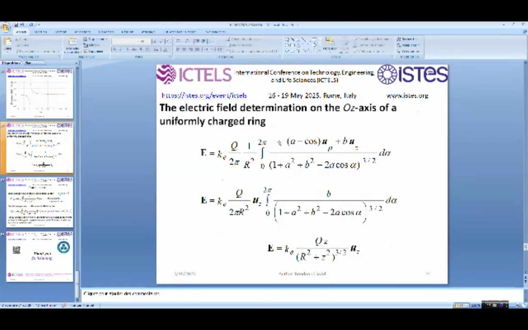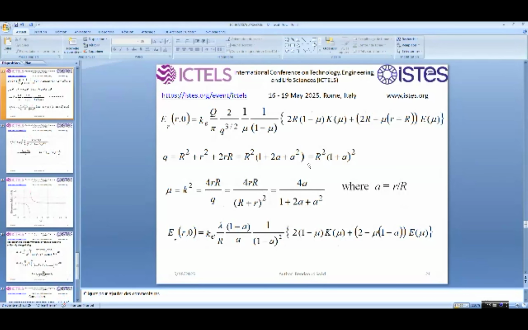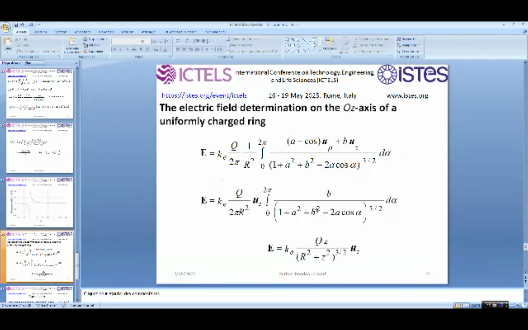The electric field determination on the axis of the uniform charged ring. This is the known expression. We can find this in the primary school, but not the university. But this form is in the university, for example.